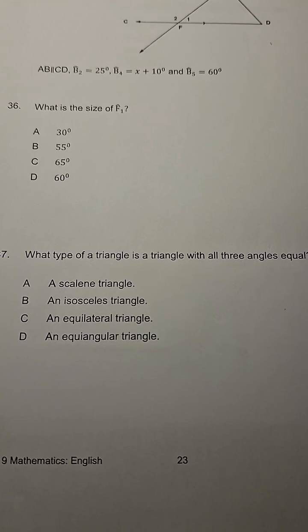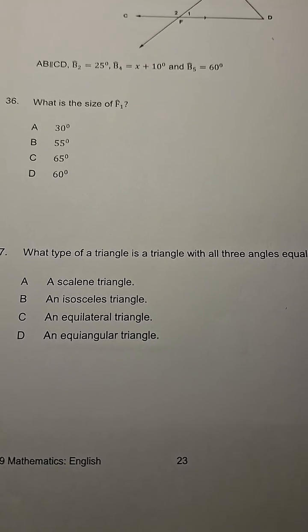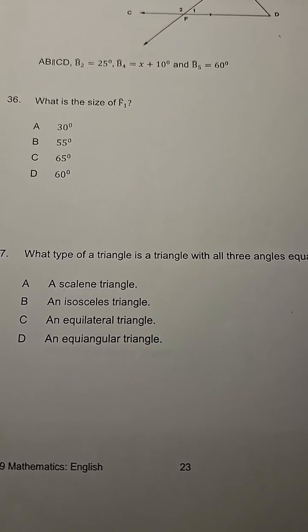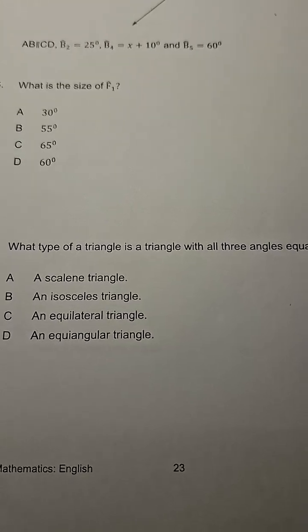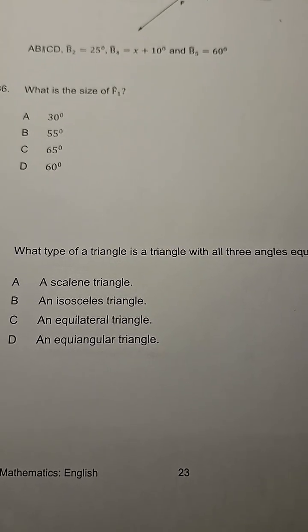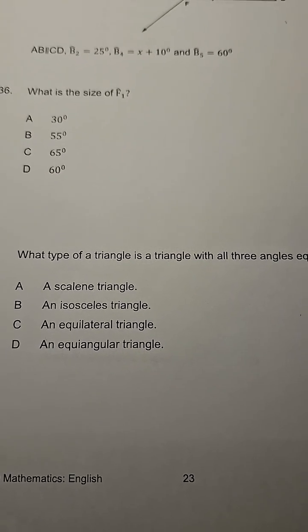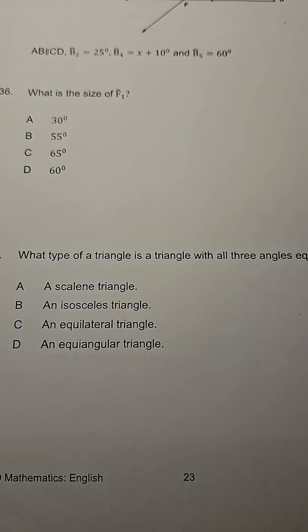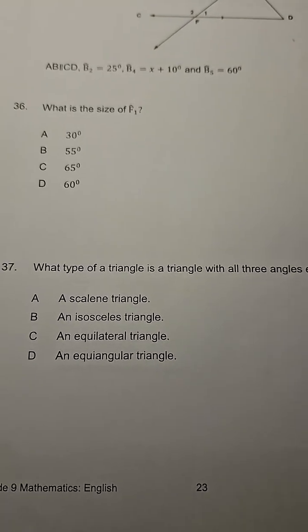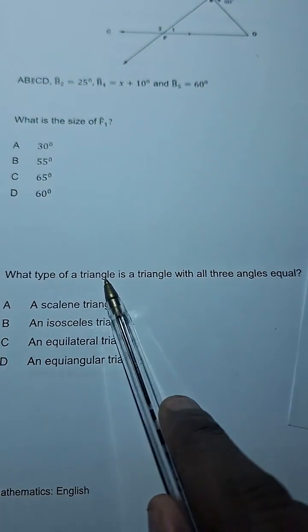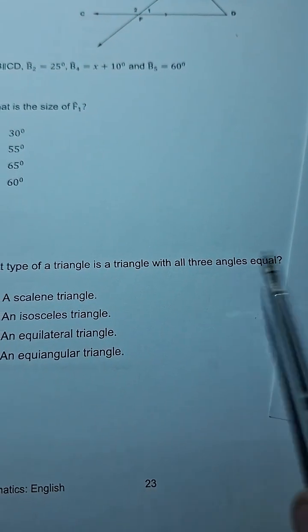A, scalene. B, isosceles. C, equilateral. D, equiangular. Mabato is saying C. Stumza is saying C. Gomezul is saying C. Seems like we have a C affair. Akona is saying B. What type of triangle is a triangle with all three angles equal?